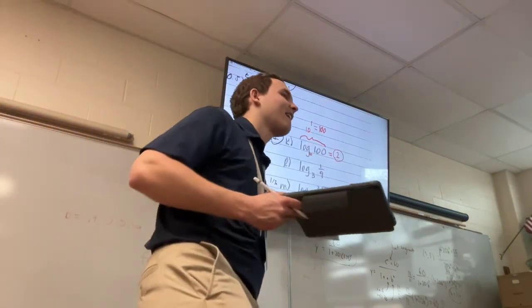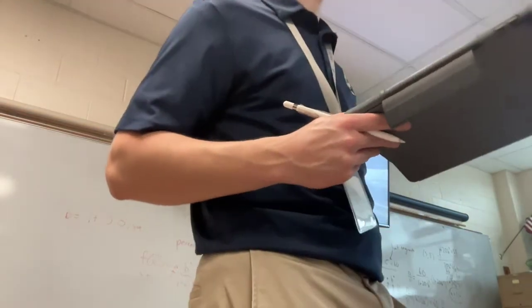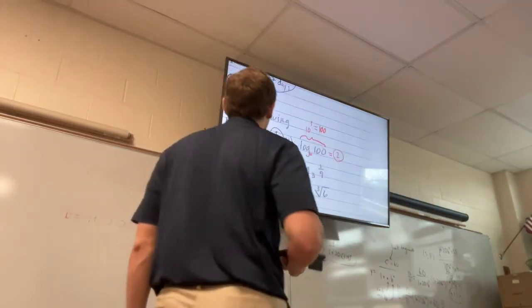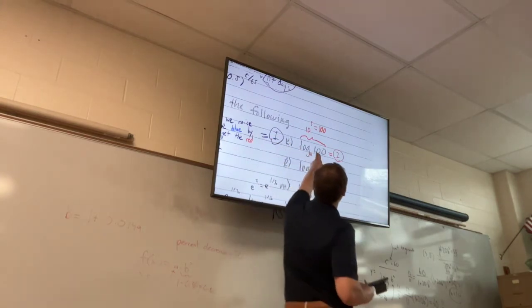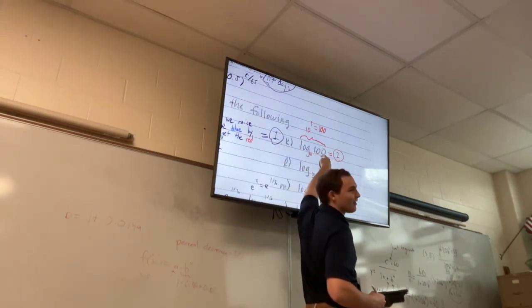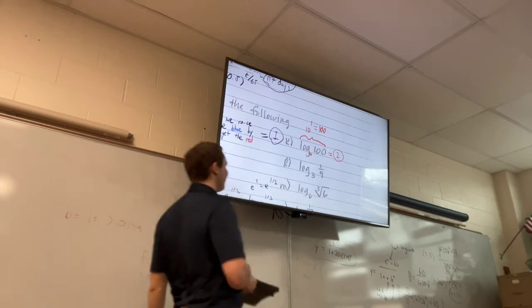Isn't there like a trick where you count how many zeros there are? Yeah, if you have a 1 with trailing zeros, however many zeros there are is going to be the answer. Yeah, that's true. Okay.